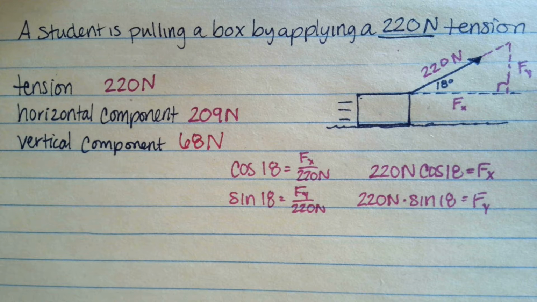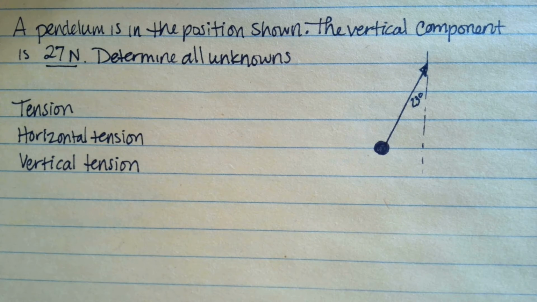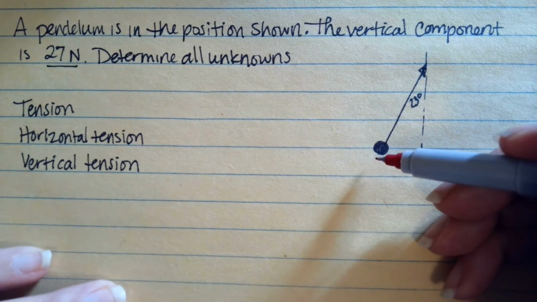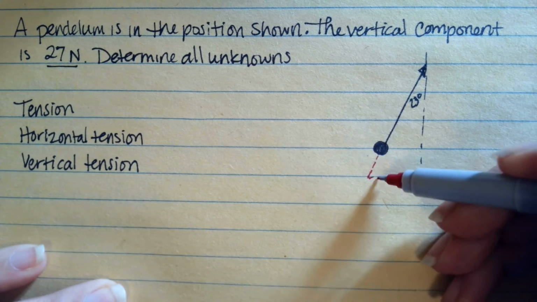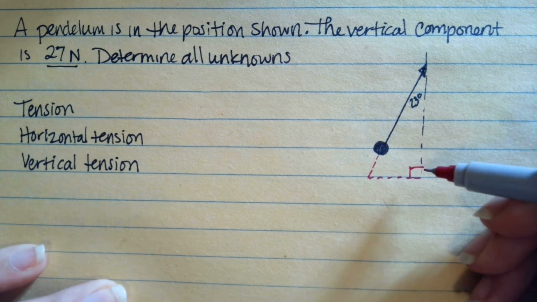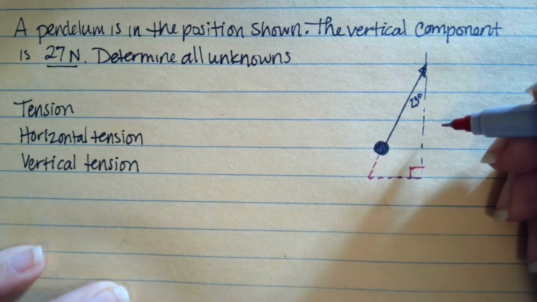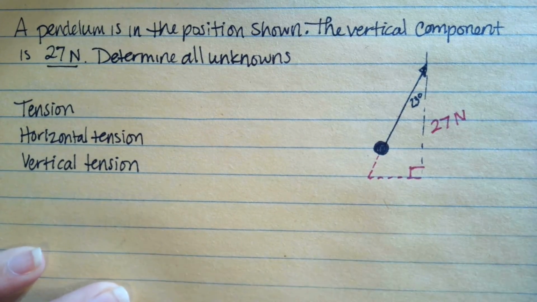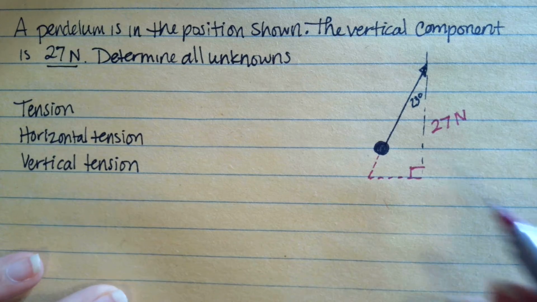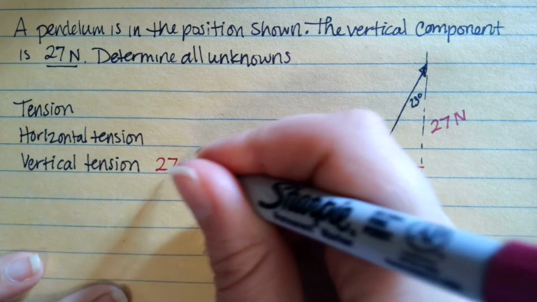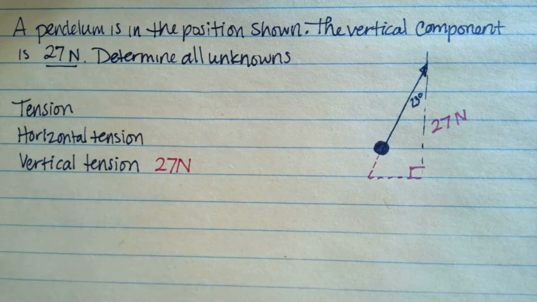Let's start number 2 now. Here is the second one. A pendulum is in the position shown. The vertical component is 27 newtons. Determine all unknowns. So we're looking at our triangle, and this time the number that was given to us is the vertical component, which is this, 27 newtons. So that is the vertical tension only in this direction. We want to now figure out the rest.